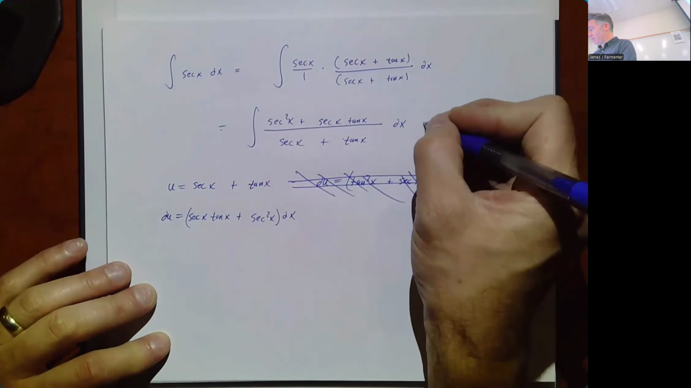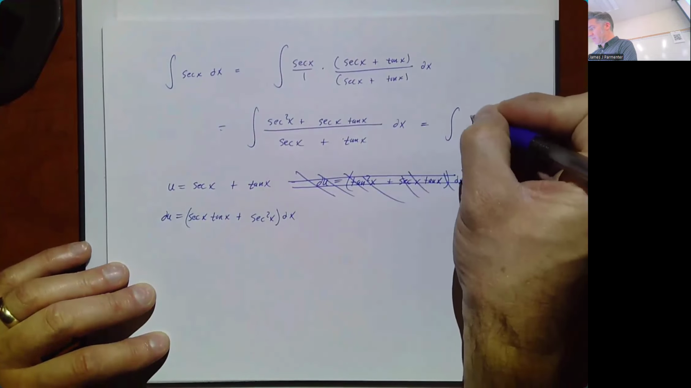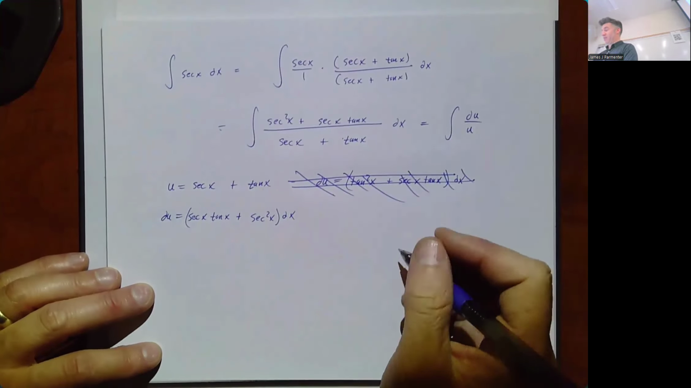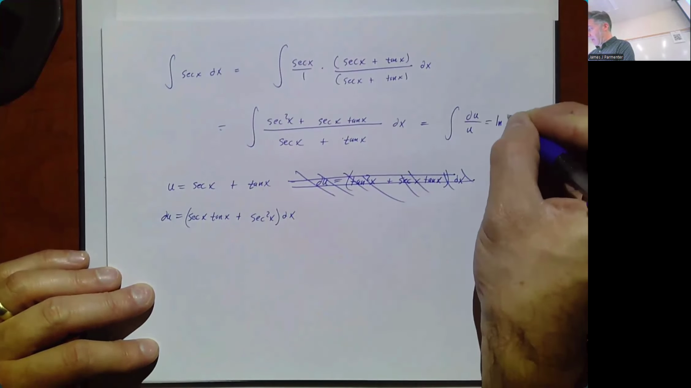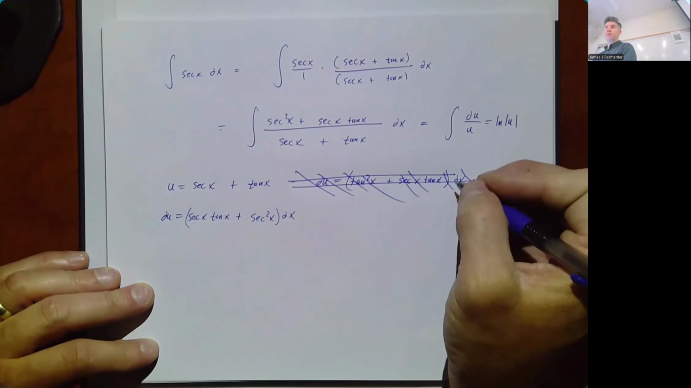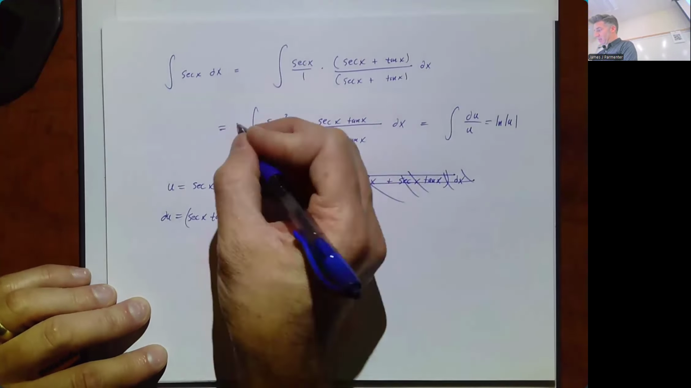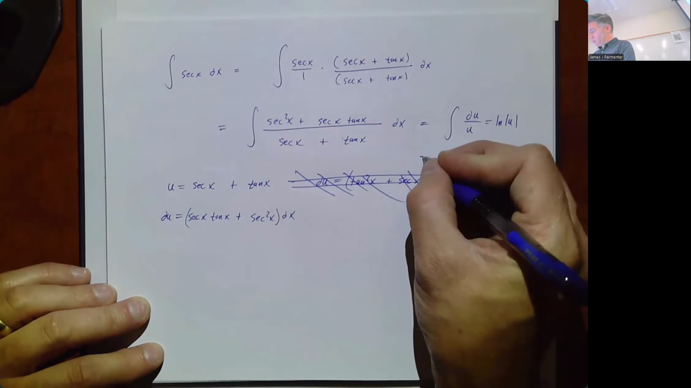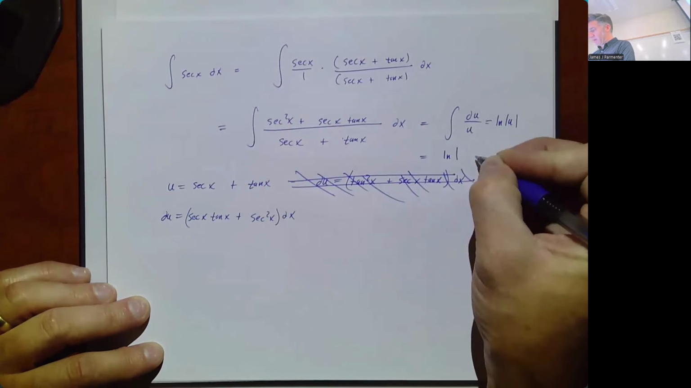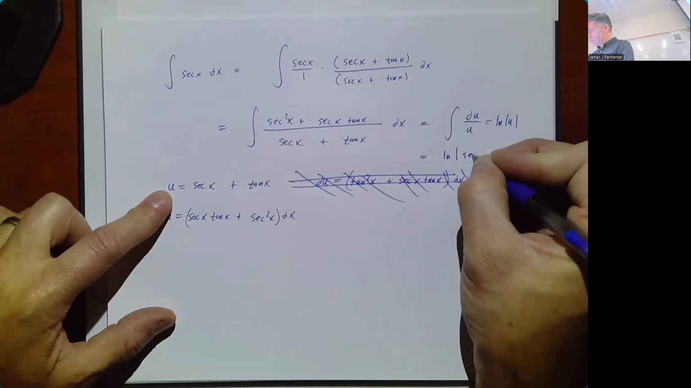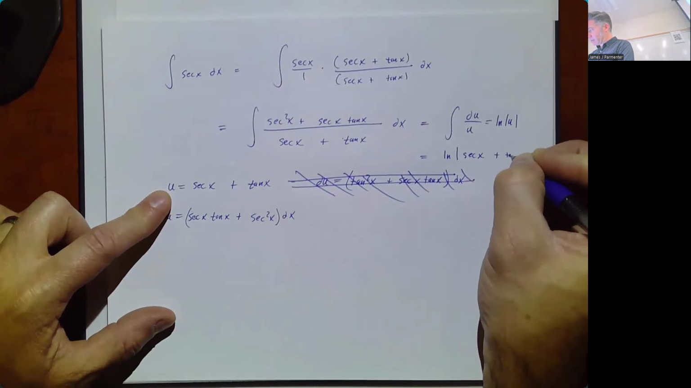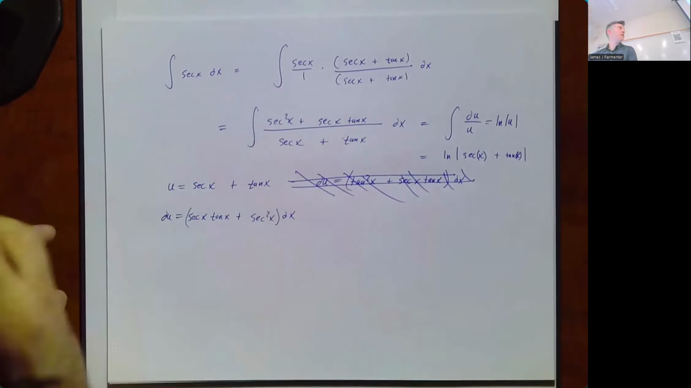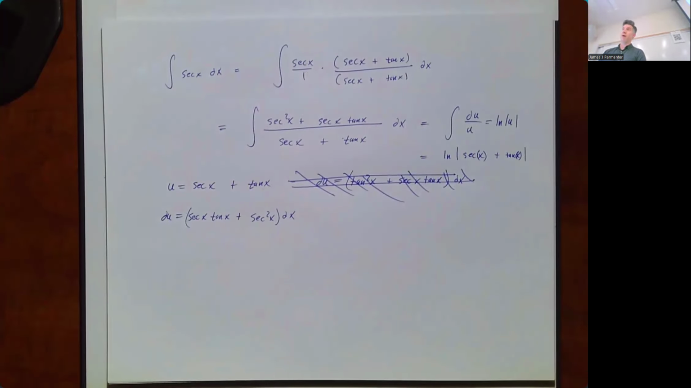So we can rewrite this integral as the integral of du over u, whose antiderivative is the natural log of the absolute value of u. So we end up getting that the integral of secant x is equal to the natural log of the absolute value of secant of x plus tangent of x. And that is one you are going to want to memorize.